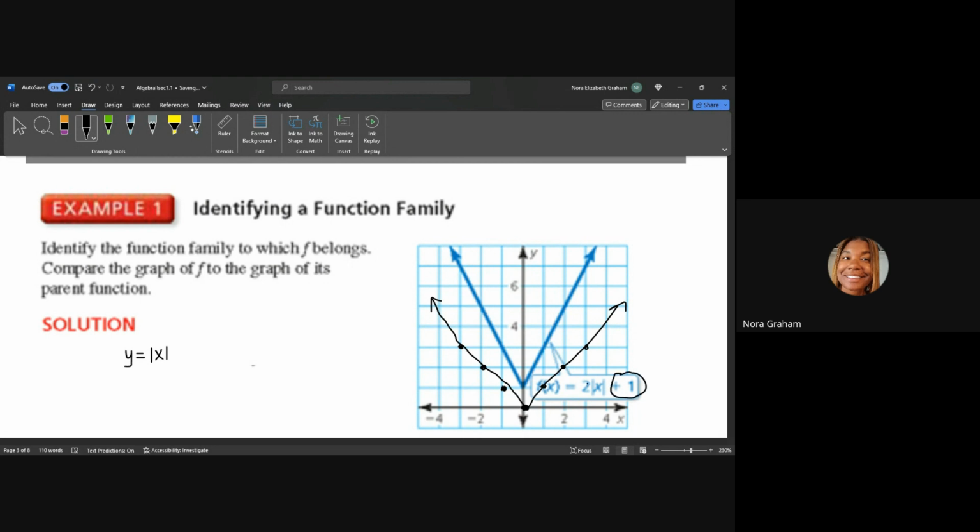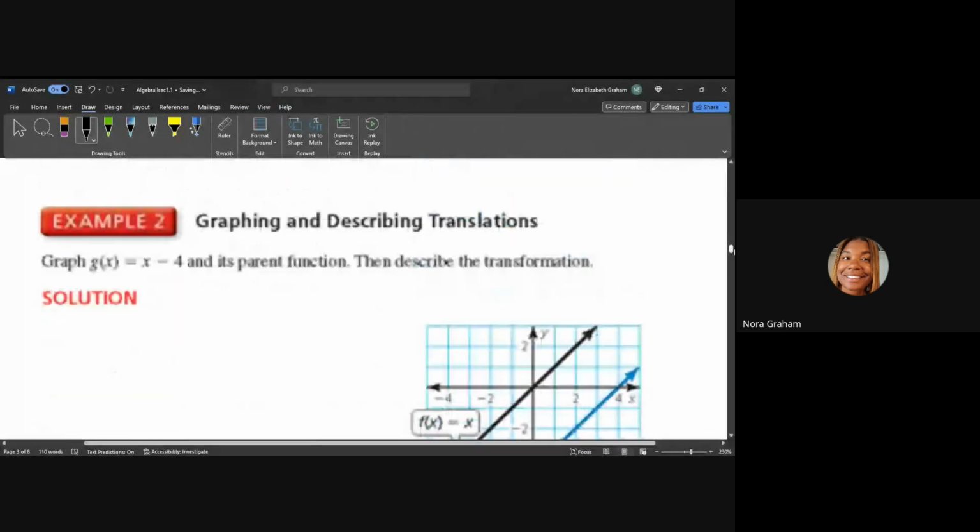All right, and then it also has another transformation because in comparison to our black graph, our parent function, our blue graph looks skinnier. So this is going to be called a vertical stretch, right? So you think of it like we're taking our parent function and pulling it by the arrows and stretching it up. So it's going to get skinnier, okay? And we'll go more into these transformations in a few. All right. So now let's look at example 2.